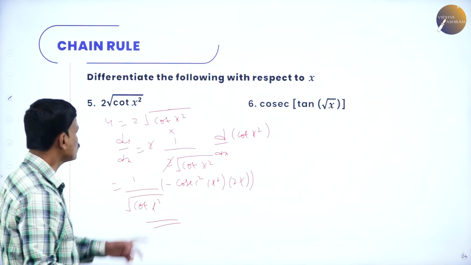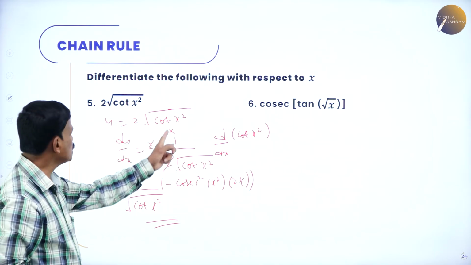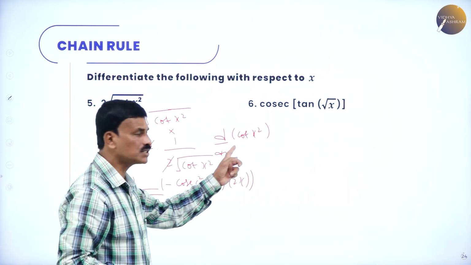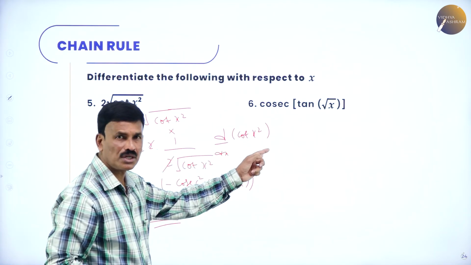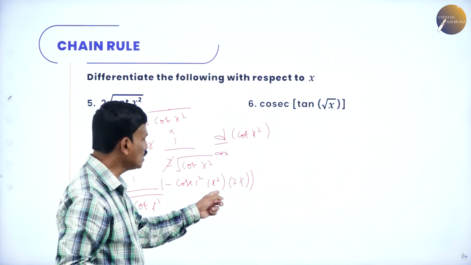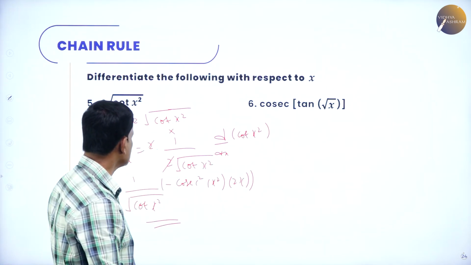See here. 2 into differentiation of root x is 1 over 2 root x, 1 over 2 root cot x square into d/dx of cot x square inside the root. Differentiation of cot is minus cosecant square x square into d/dx of x square, which is 2x.